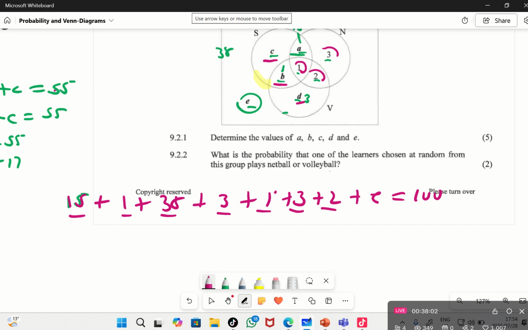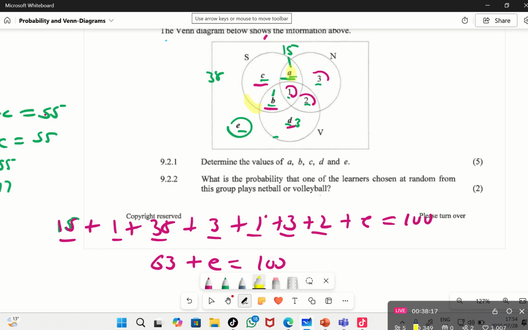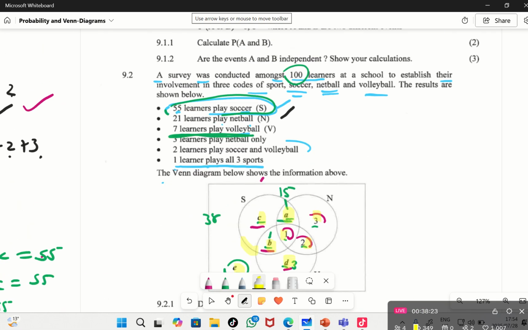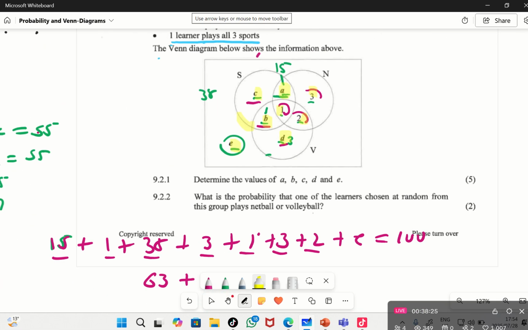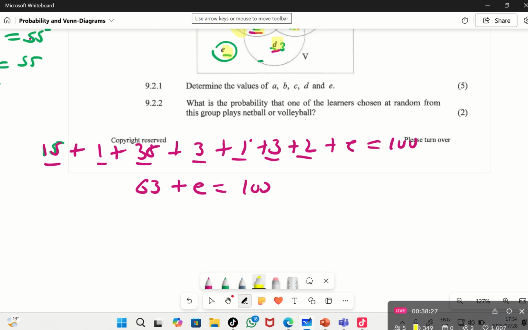How much does it give us? Quickly. It should give us a value of 63. When you add all of them. Remember, I literally added everything. I added this with this, with this, and this must give us a total of what? 100, as mentioned in the opening statement. So it's going to be 63, and then therefore E will be equal to 100 minus 63, which is how much? Quickly?